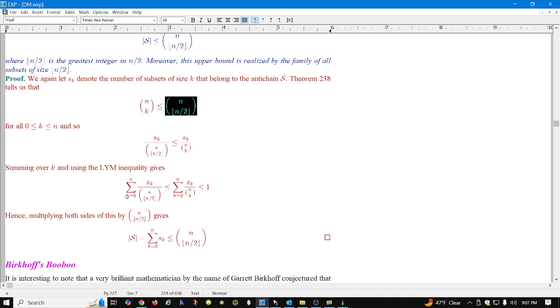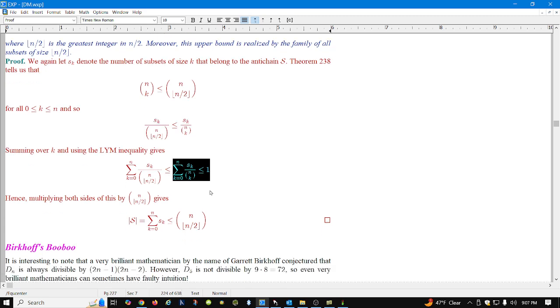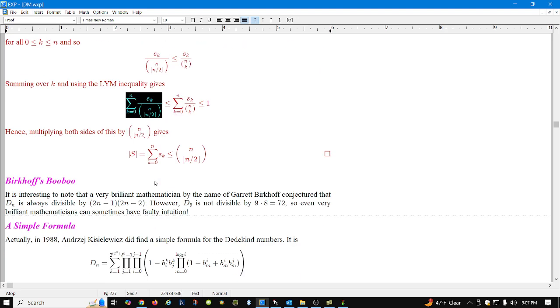Then we just sum over k. And this is the LYM inequality. So this sum here is less than or equal to 1, but the denominators are all the same. So they can come out of the summation sign, move them to the other side, and we get the result.